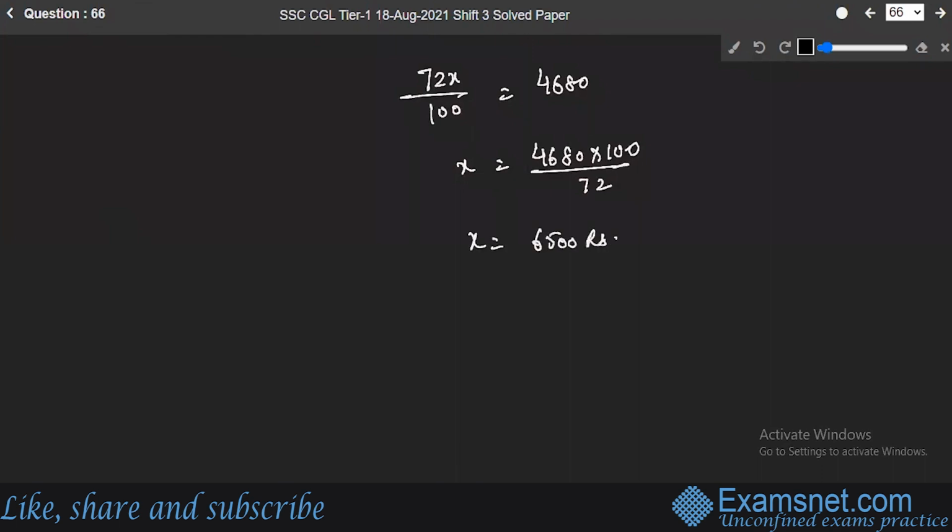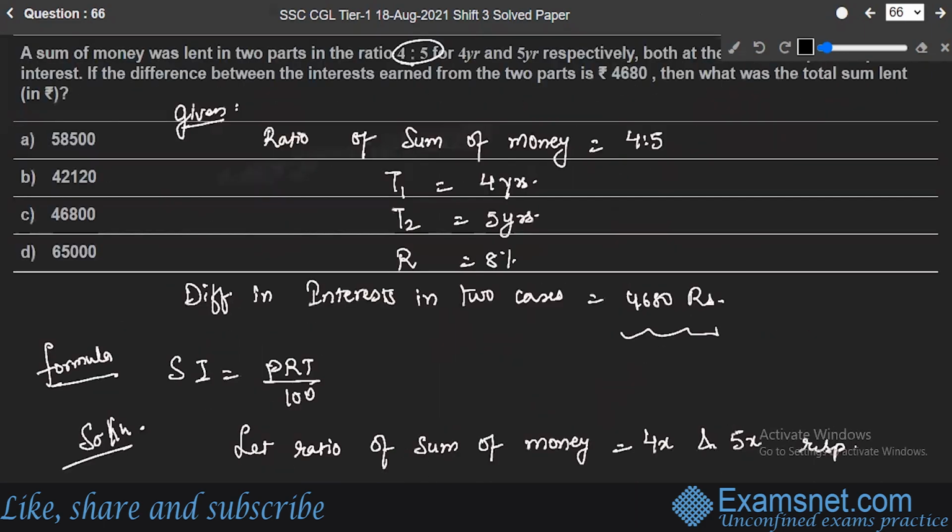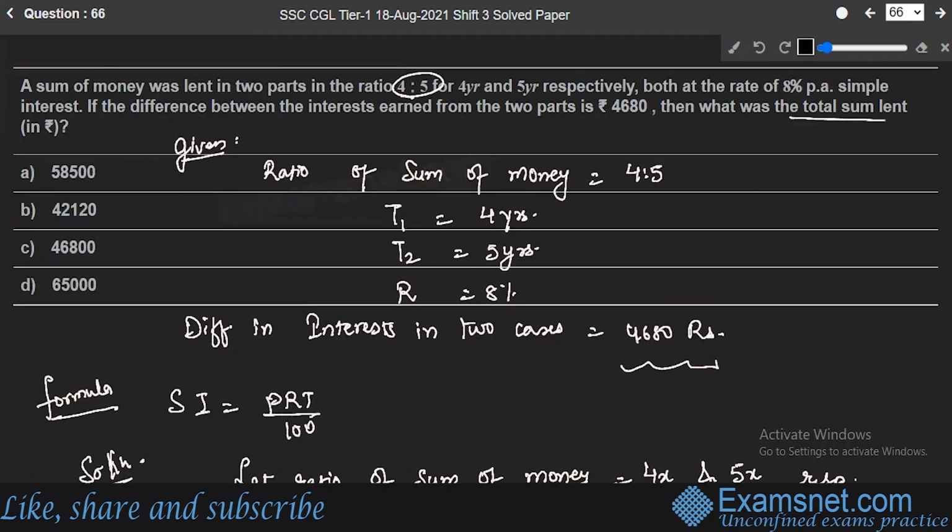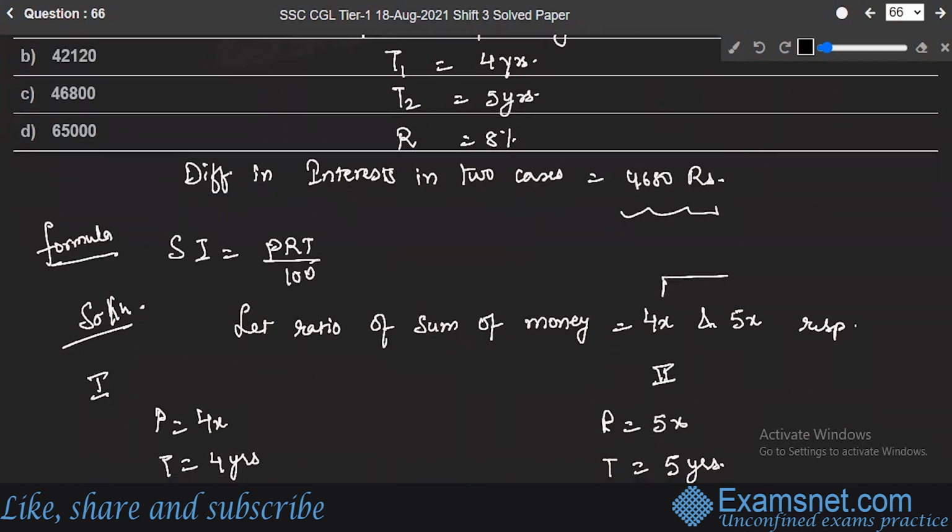6500 rupees. What in the question you had to find out? You got the value of our x. What is the total sum lent in rupees? The total sum was, see, we suppose the amount to be 4x and 5x. So total sum was 9x.